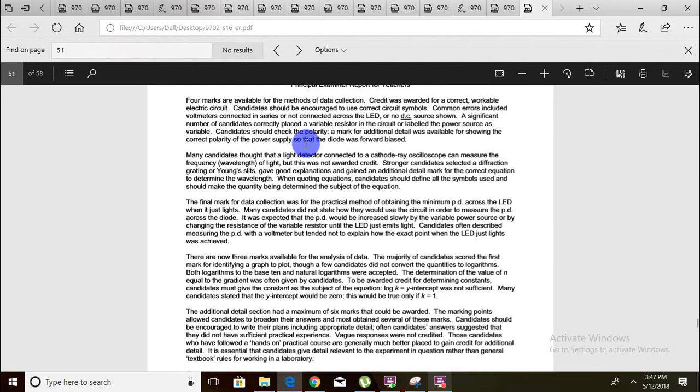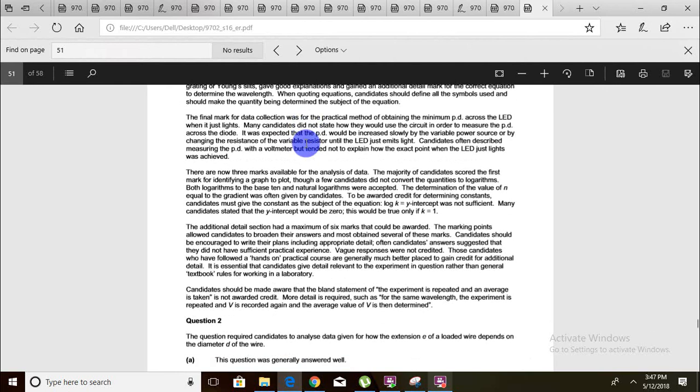There are now 3 marks available for data analysis, and the majority of candidates scored the first for identifying a graph to plot, though a few did not convert the quantities to logarithms. Both logarithms to the base 10 and natural logarithms were accepted. Determination of the value of N was often given. We also needed to give the one for K. Minimum 6 marks, maximum, my apologies.